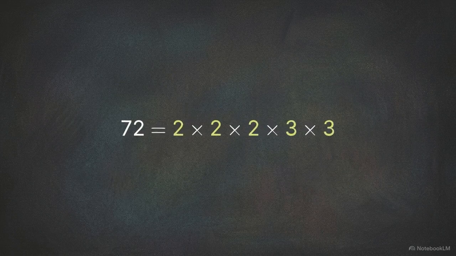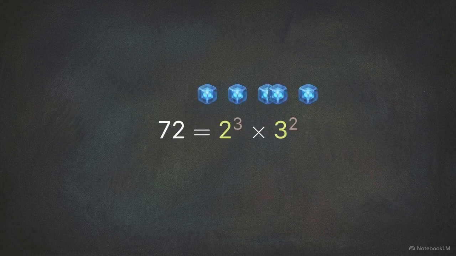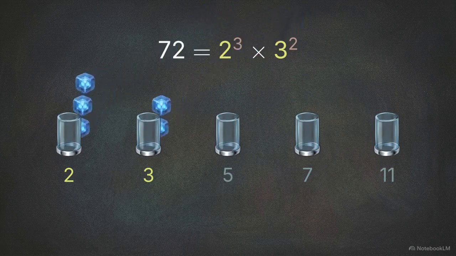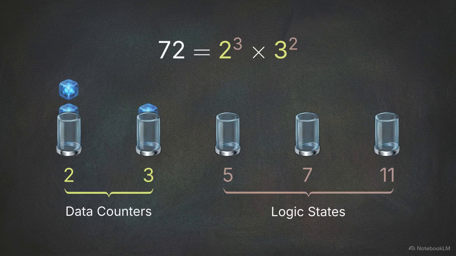This animated diagram demonstrates how a single large integer, like 72, splits into its prime factorization of 2 cubed times 3 squared. The prime bases, 2, 3, 5, and 7, act as structural silos. Their exponents represent discrete blocks of data resting inside them. Specific primes are assigned exclusively to hold the program's logic states, while other distinct primes act as unbounded memory counters. Primes 2 and 3 act as data counters, while primes 5, 7, and 11 track the internal logic states.